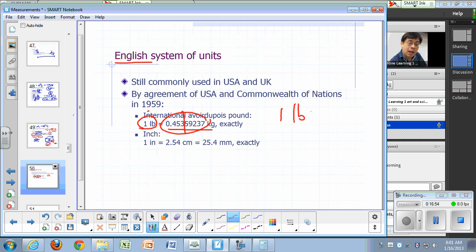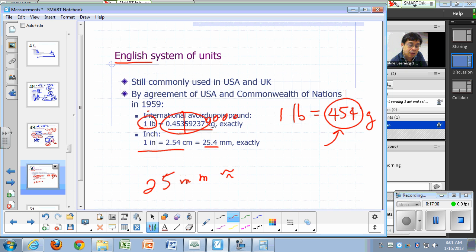So if I say 1 pound equals 454 grams, how many sig figs do I have in 454? It's just 3 because I rounded it off. Okay, but if I say it's 0.45359237, that's actually infinite because after the 7, it's all zeros. That's an exact number by definition. Okay, an inch is now defined to be exactly 2.54 centimeters or 25.4 millimeters. Okay, so about 25 millimeters is approximately an inch.